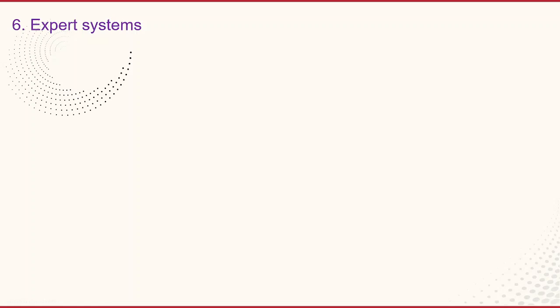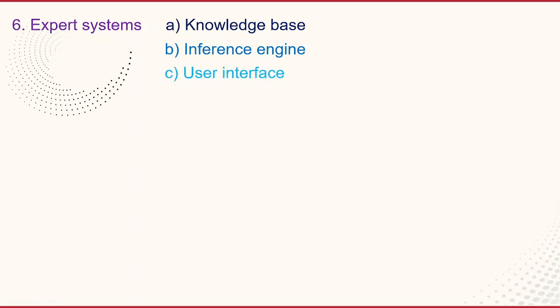The key components of an expert system include the knowledge base. The knowledge base contains the facts and the rules about the domain that the expert system is designed to work in. These facts and rules are usually written in a specific language that is easy for the expert system to understand. Inference engine. The inference engine is the part of the expert system that uses the knowledge base to make decisions or provide advice. The inference engine follows a set of rules to draw conclusions based on the input provided by the user.